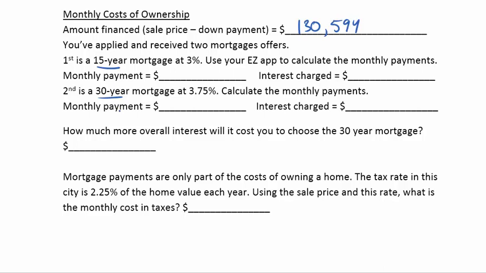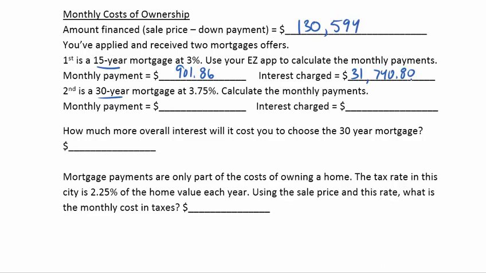So the loan amount for the first one, the 15-year, is going to be $130,594. The interest rate is going to be 3%, and I can just enter that as a percent. The loan term is going to be 15 years. And so I'm just now going to calculate this. My monthly payments are going to be $901.86, and the interest I'm going to get charged for a 15-year mortgage is going to be $31,740.80.